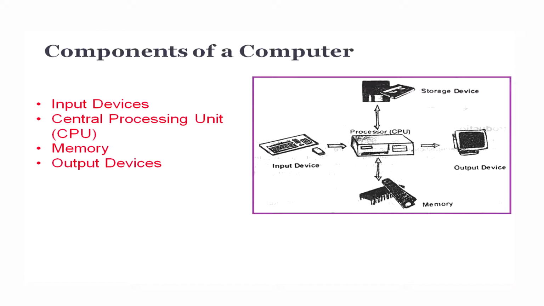After seeing how the computer works, let us see what the basic components of a computer are. We have input devices, as seen in the previous slide, to accept input; the central processing unit, which converts that input into output; memory, which stores the data that is being processed; and the output devices, which help us to get the final result. Let's discuss these components one by one in detail.